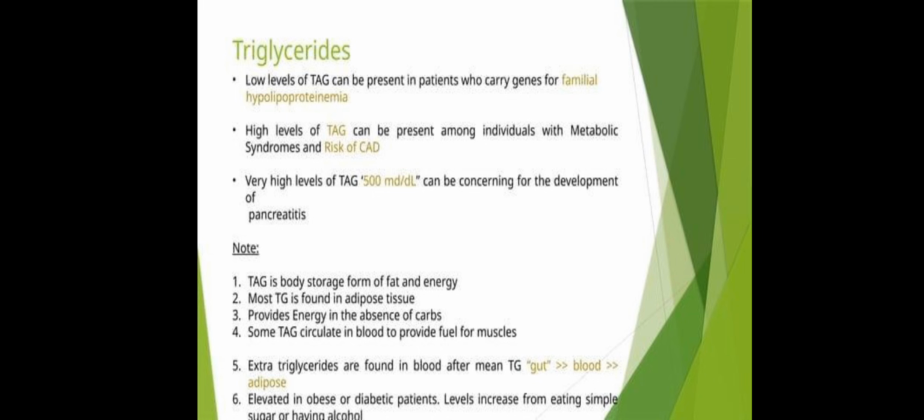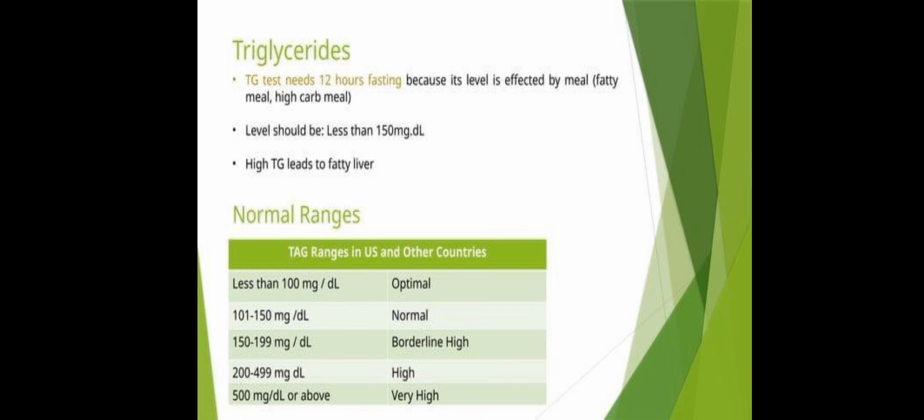Triglycerides are elevated in obese or diabetic patients, and levels increase from eating simple sugar or having alcohol. The triglyceride test needs 12 hours fasting because its level is affected by meals, fatty meals, high carb meals, etc. The level should be less than 150 milligram per deciliter. High triglyceride leads to fatty liver, which is fat accumulation or deposition in the liver.